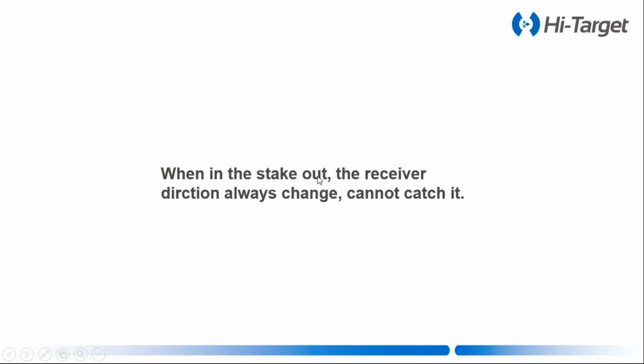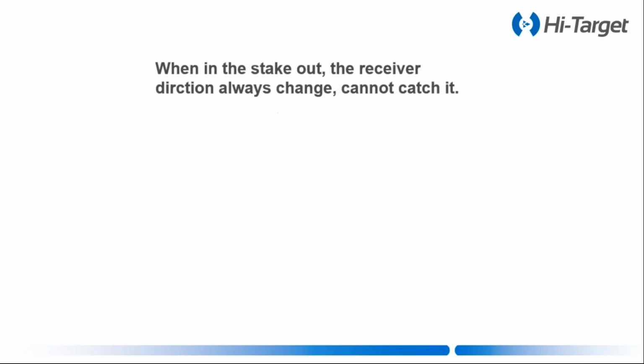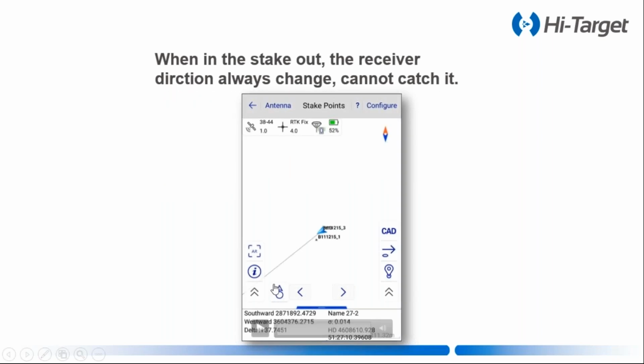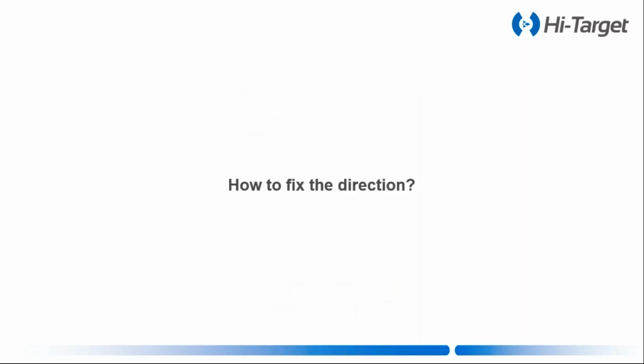I remember some people asked me, when in stakeout, why does the receiver direction always change? As the video shows, the direction always changes. So how to fix the direction?